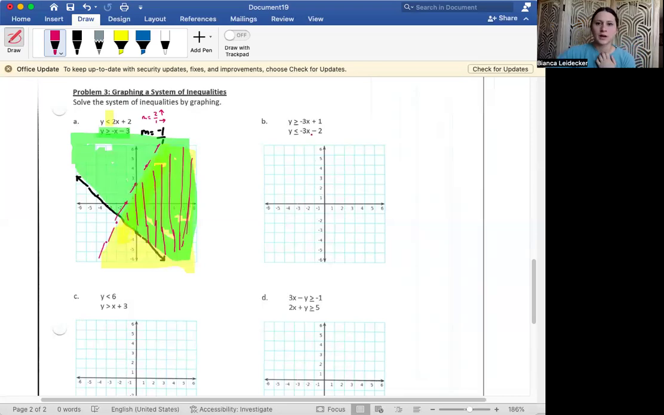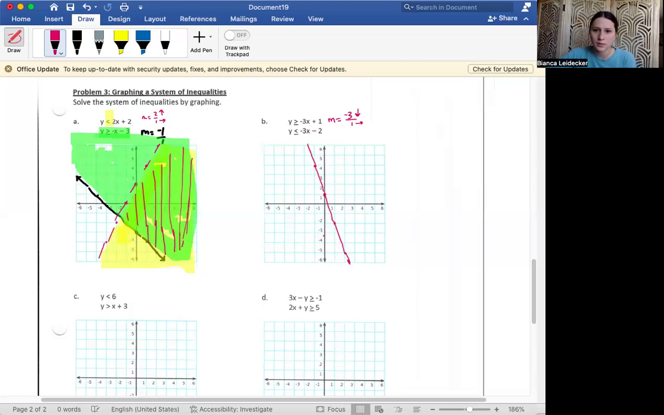Okay, B, graph it, +1 up here. Slope here, I'm just going to write it out to the side as -3/1. So down 3 to the right 1. And it's going to be a solid line because I've got this greater than or equal to. So down 3 to the right 1, and make my solid line. Looks like that.